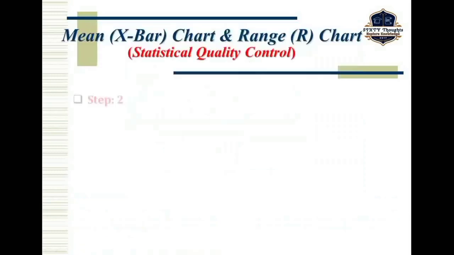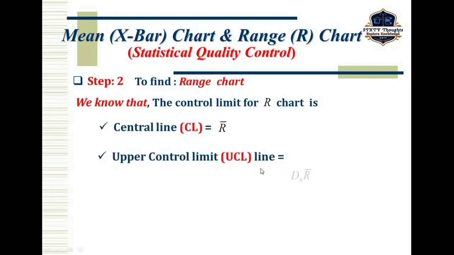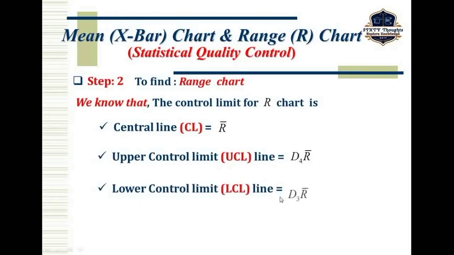Okay. Step number 2, to find the R chart. First we write the formula. We know that the central line is R bar, the upper control limit equals D4 into R bar, and the lower control limit line is D3 into R bar. What are D3, D4? These two values are constants found using the table. The two values are constant for a given sample size n. So call this equation number 2.